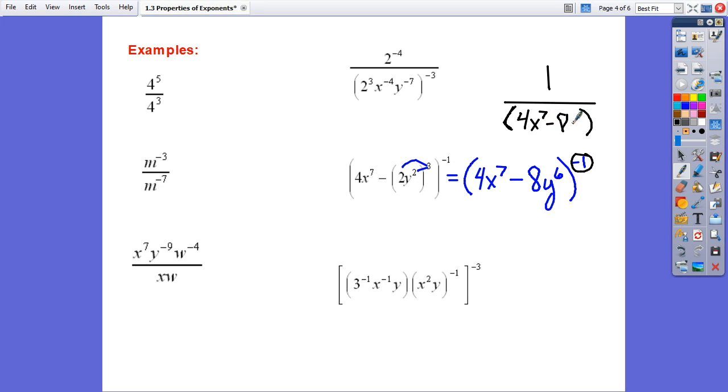But I'll put it there. It's not wrong putting it. And so we've got 8y to the 6th. And so there we go. What's in black is our simplified expression. So it looks really complicated, but not a lot there.